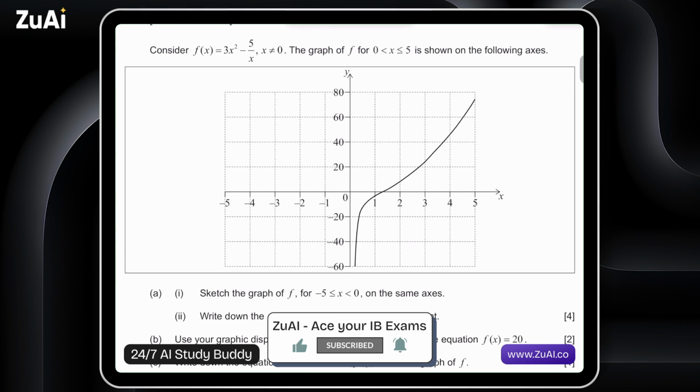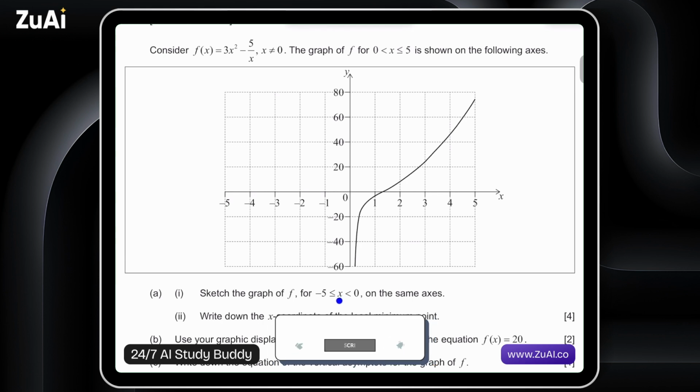Sketch the graph of f for x greater than or equal to negative 5 and less than 0 on the same axis. So for this function, they've given us part of this graph, but there's some part where x is greater than or equal to negative 5 that we haven't yet graphed, and that's what they're asking you to do. So let's go ahead and work this out.